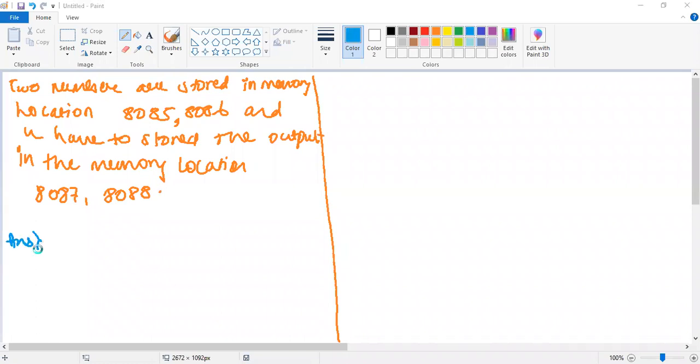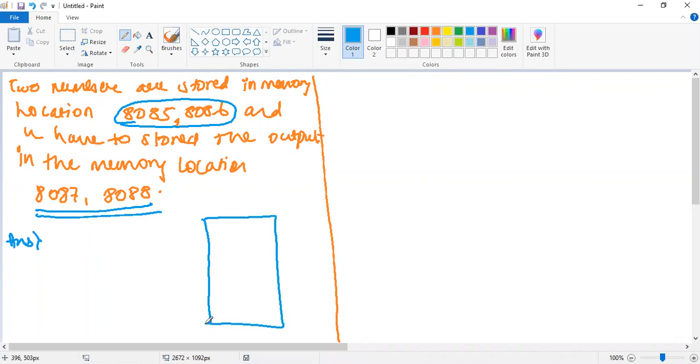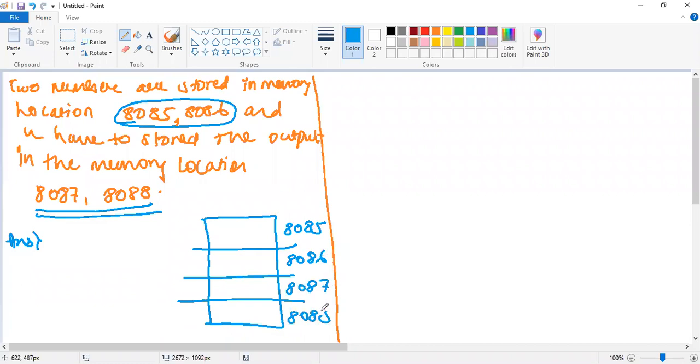Okay, so first of all we have to draw the diagram. So what they have given us: the two numbers are stored in these locations and we have to store the answer in these locations. So first of all you draw a diagram in this way. Let it be the 8085 location, the 8086 location, and your 8087 and your 8088.